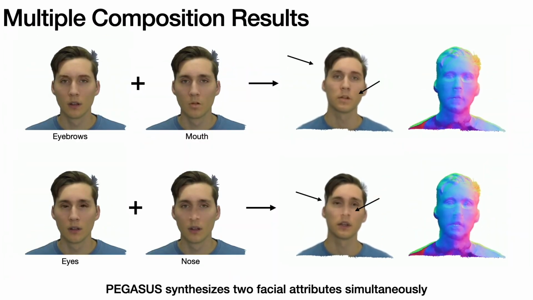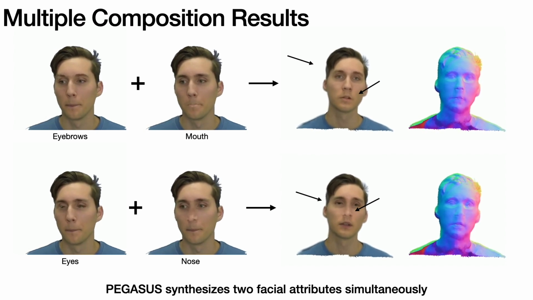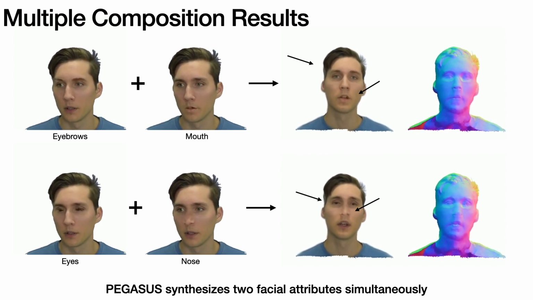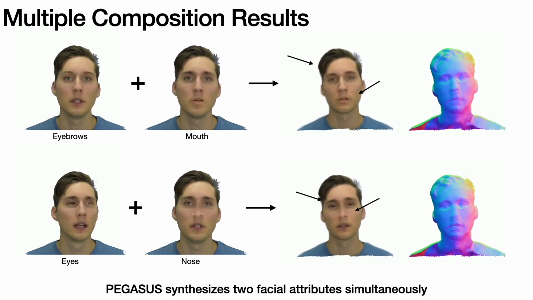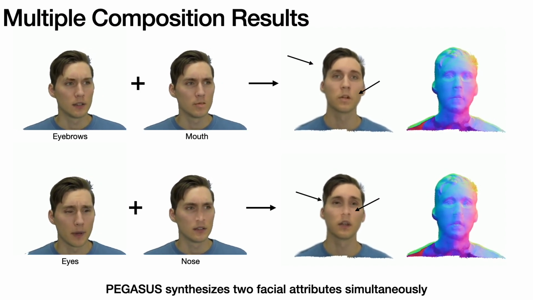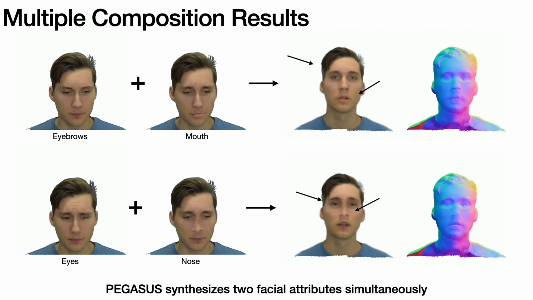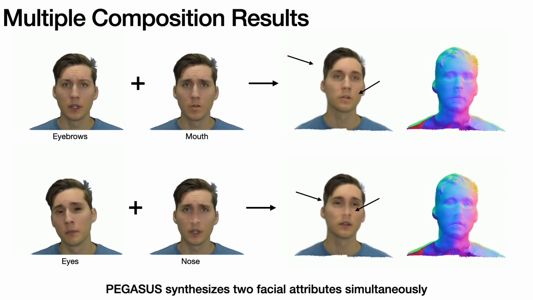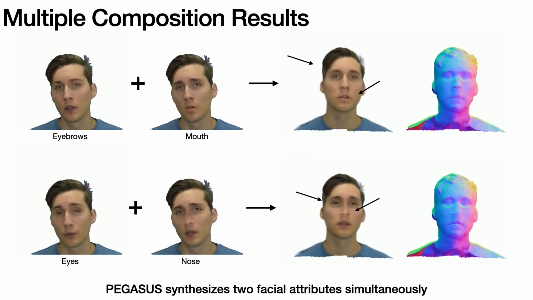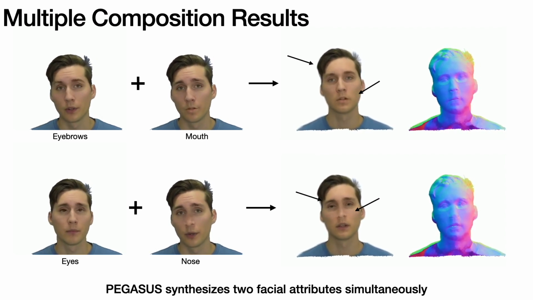PEGASUS is capable of synthesizing multiple facial attributes. Note that there are no instances in the synthetic DB where more than 2 facial attributes are synthesized simultaneously. In the examples, we are showing deformable avatars possessing two facial attributes at the same time.